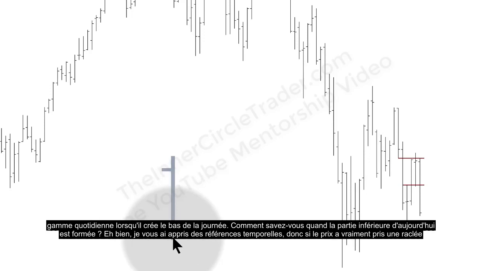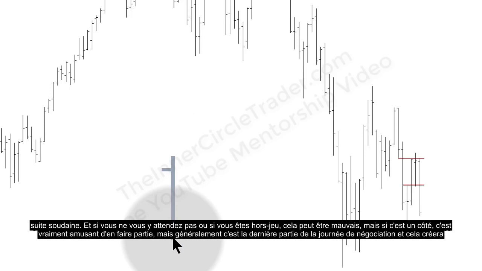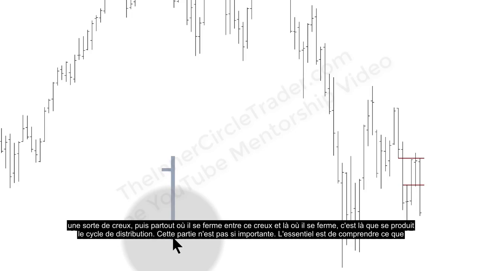When it creates the low of the day, how do you know when the low of the day is formed? Well, I've taught you time references. So if price has been really taking a beating going lower, and you're getting towards the end of the day, like 3:30, 3:45, something like that, it's probably really close to the low. Not all the time. Sometimes it creates a real fast, sudden continuation. And if you're not expecting it, or if you're offside, it can be bad. But if it's on side, it's really fun to be a part of that. But generally, it's the last portion of the trading day. And it'll create some kind of a low. And then wherever it closes, between that low and where it closes, that's where the distribution cycle is occurring.